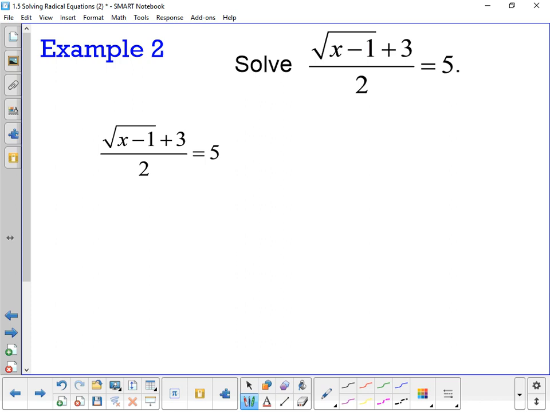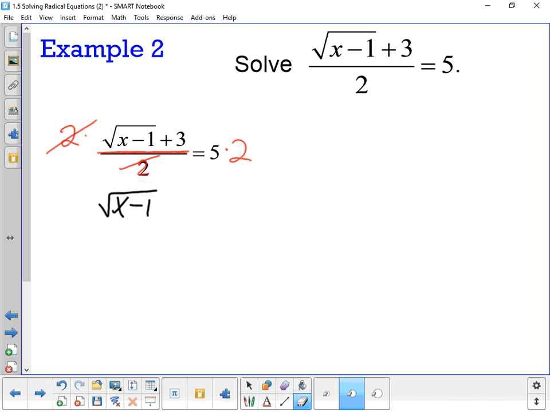So the first thing you might notice is that this equation on the left side, it's all being divided by 2. So if I want to undo that, I just want to times both sides of my equation by 2. So 2 times this and 2 times this. When we do that, those 2's reduce. So we are left with x minus 1 under the radical plus 3 is equal to, and on the right side we have 5 times 2, which is 10.